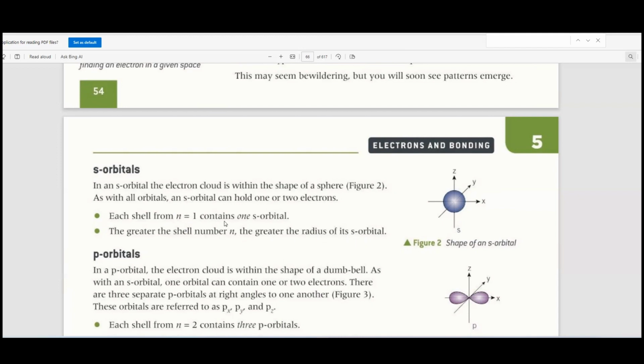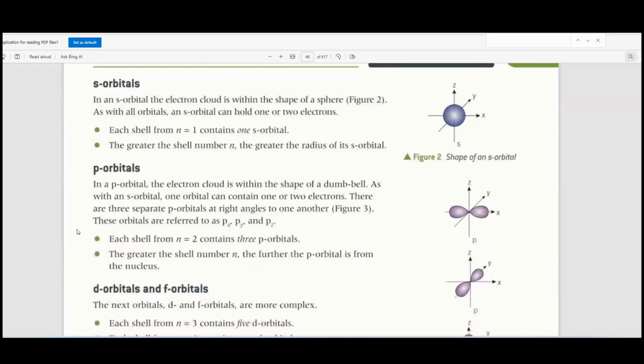So if it's shell 2, shell 3, shell 4, their s orbital will be slightly different. They will have a greater radius of the s orbital. So the s orbital will not be the same for all of the principal quantum shells. They will have different radii depending on which quantum shell it is.